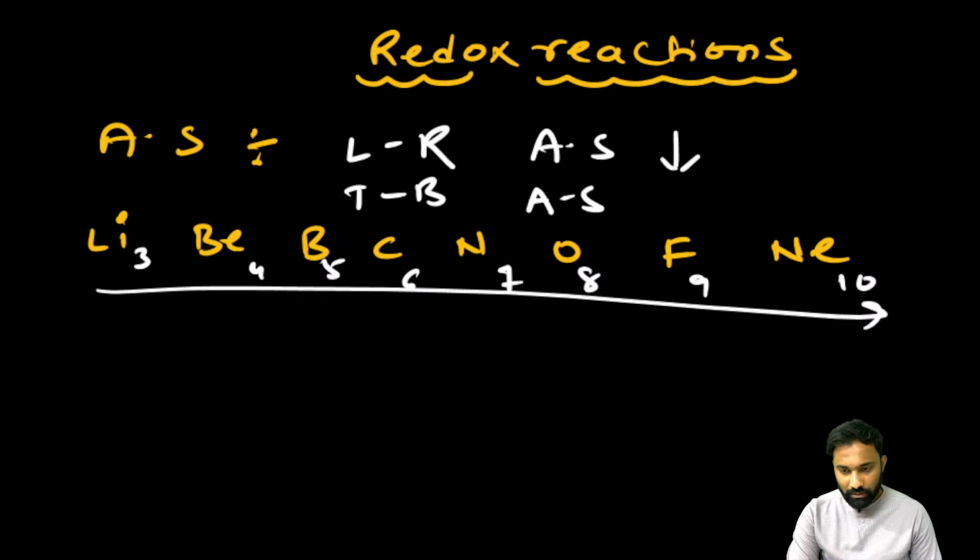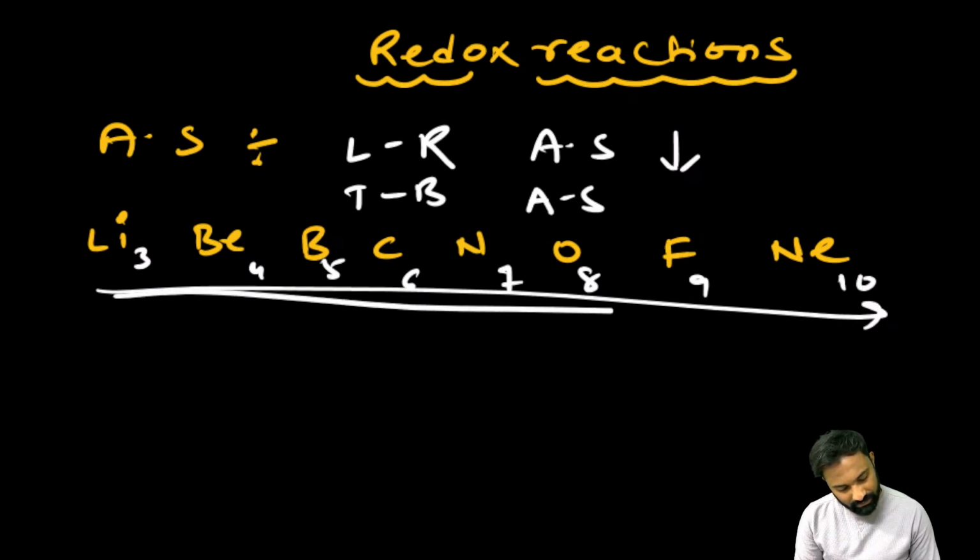What happened to the atomic size from top to bottom? Now, left to right, the atomic size is decreasing, which means top to bottom it will increase, because the last electron will be added into a new shell. Right, good. Next, this is the first basic.